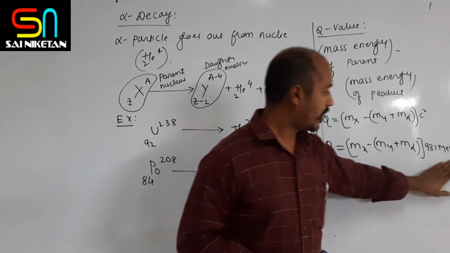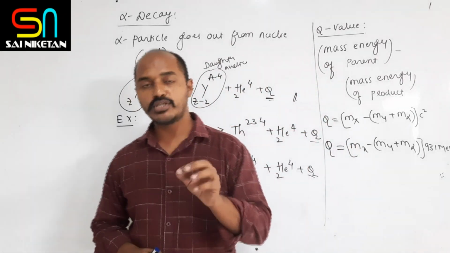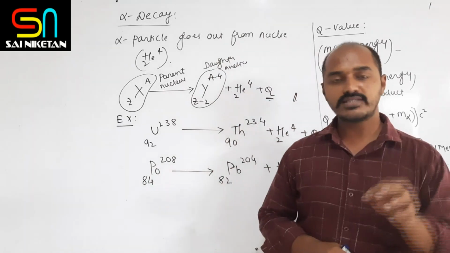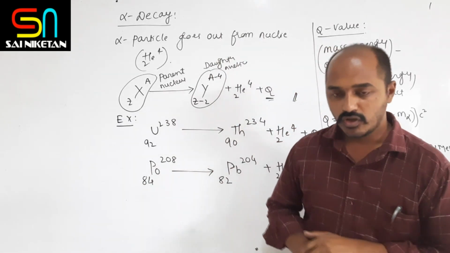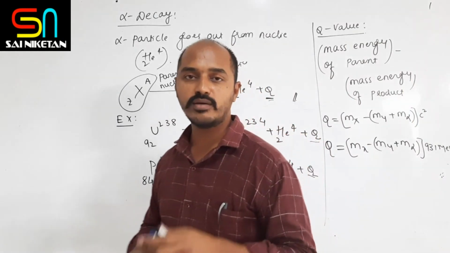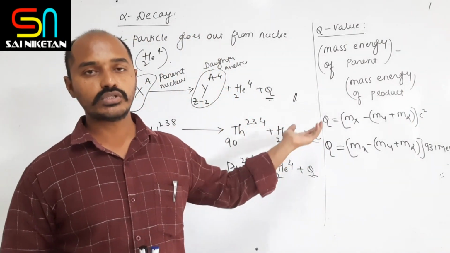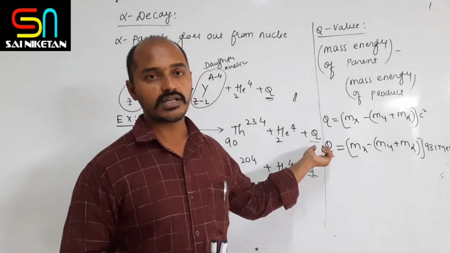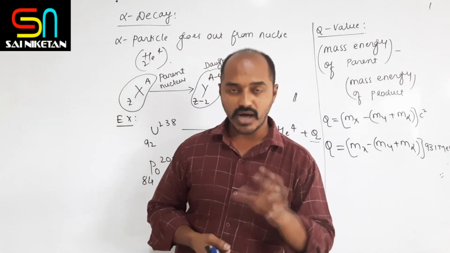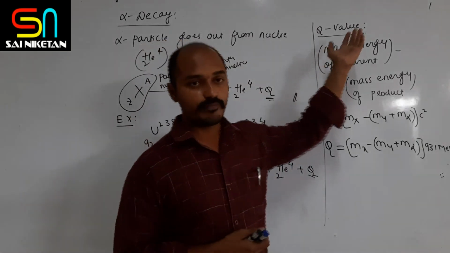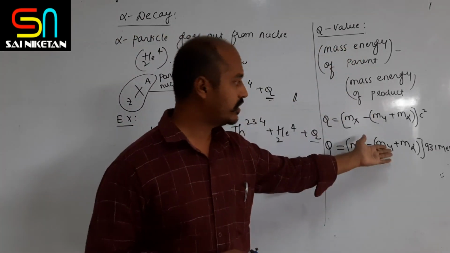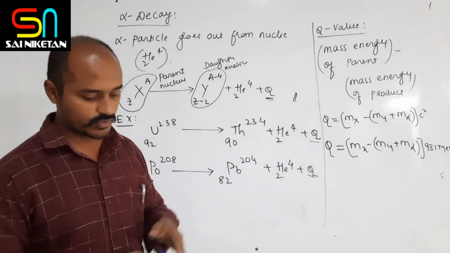Let me recall it. Alpha decay is a process of emission of alpha particles from the parent nuclei. In this, the mass number of the parent nucleus decreases by 4 and the proton number by 2. So these are the general equation and examples. You can explain the example also. Uranium-238, when it undergoes alpha decay, forms thorium-234 with the emission of a helium nucleus and a certain amount of energy. This is what the Q value, the Q energy, is. The Q value can be defined as the mass energy of the parent minus the mass energy of the product. So this is the basic equation, and you can calculate it if the masses are given.